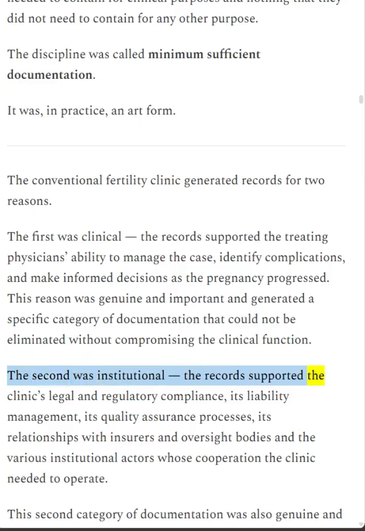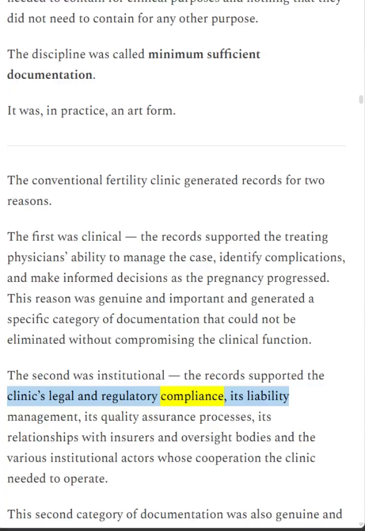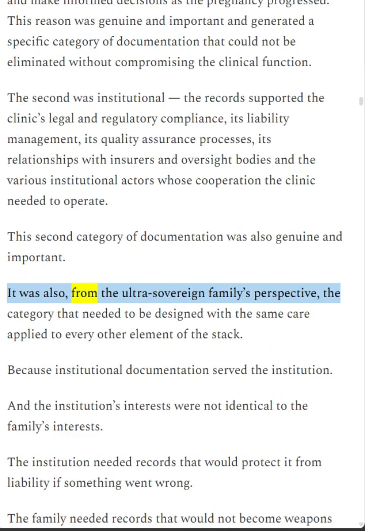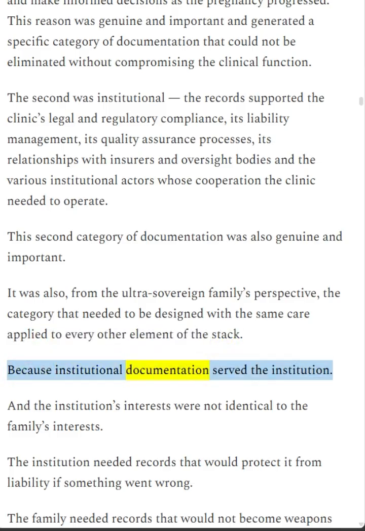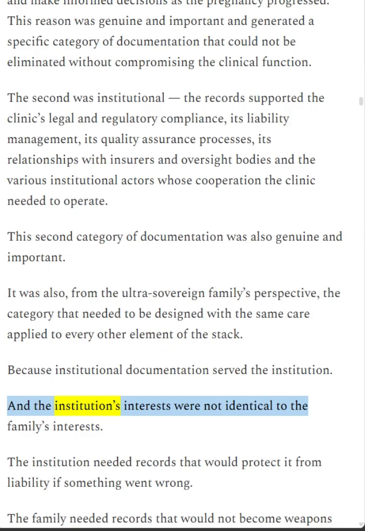The records supported the clinic's legal and regulatory compliance, its liability management, its quality assurance processes, its relationships with insurers and oversight bodies, and the various institutional actors whose cooperation the clinic needed to operate. This second category of documentation was also genuine and important. It was also, from the ultra-sovereign family's perspective, the category that needed to be designed with the same care applied to every other element of the stack. Because institutional documentation served the institution, and the institution's interests were not identical to the family's interests.